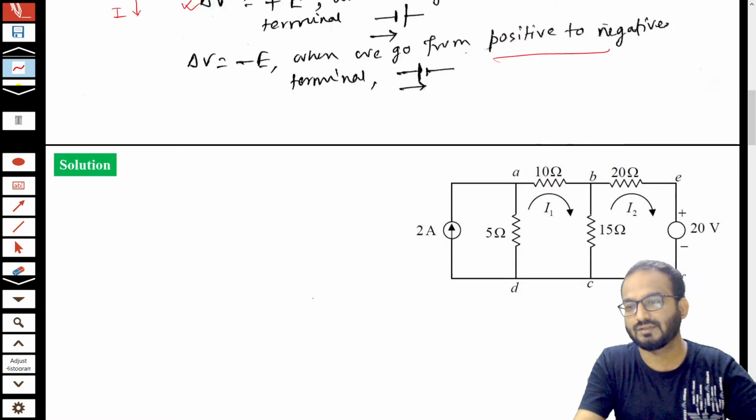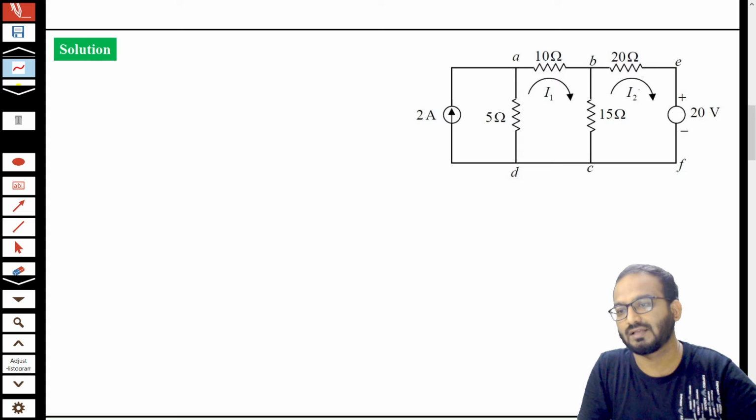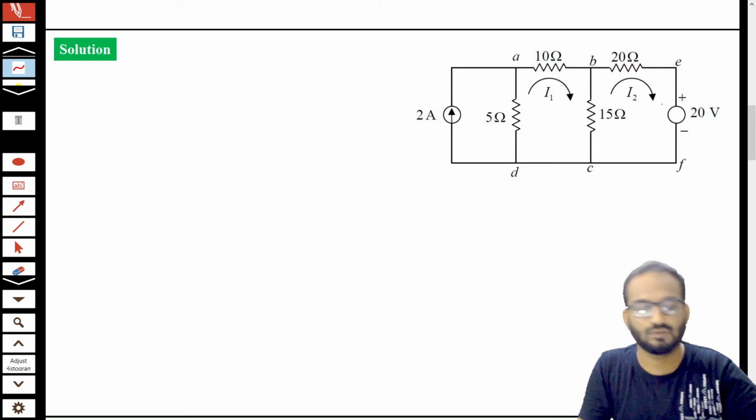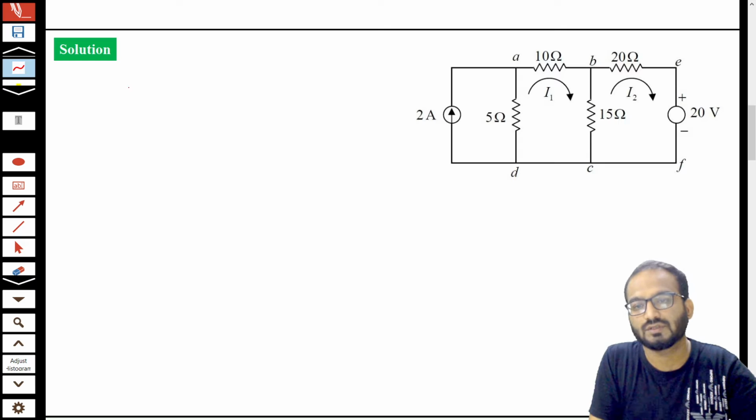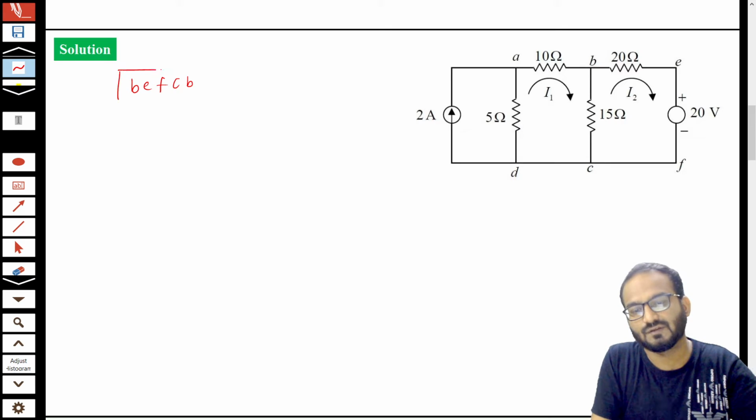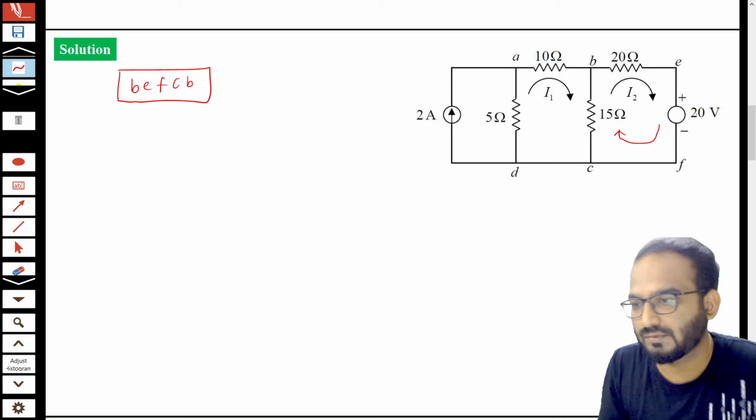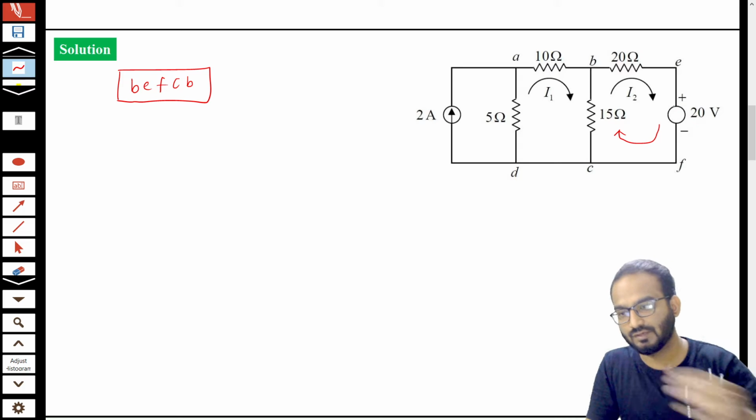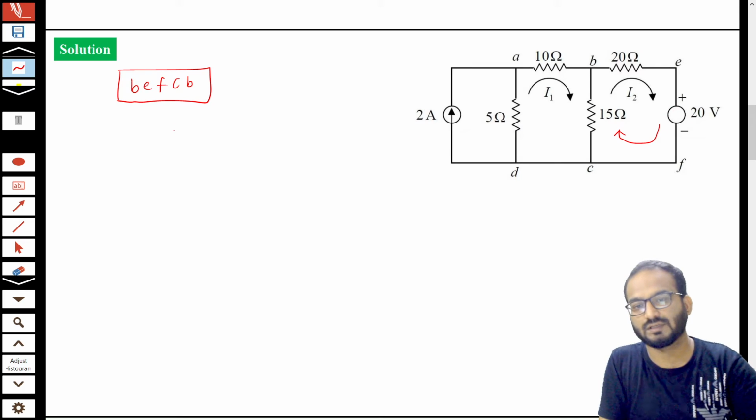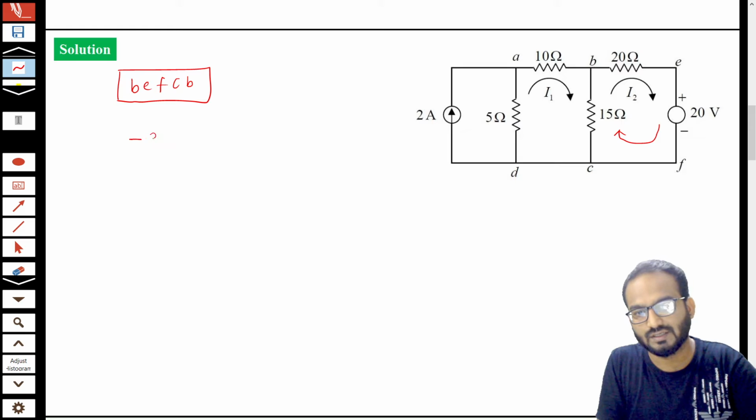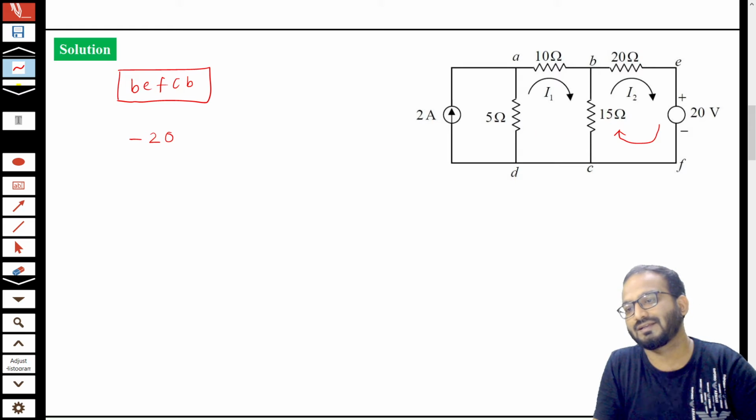Now we are given this circuit, and we have to apply KVL in any of the loops. So let's take the loop BEFCB. You can see the direction of current. This is I2, so I2 is flowing in this way. If you start from this battery, a 20 volt DC source is given to you. You are going from positive to negative, so as per our sign convention, it should be negative 20. Now in this direction, you are going in the direction of current.